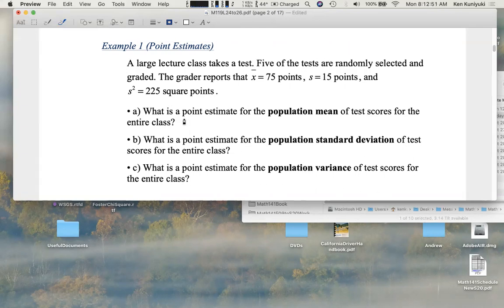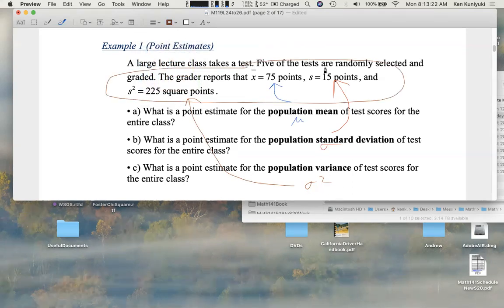Well, it would make sense that our best point estimate for mu will be x bar, 75 points. It makes sense that the best point estimate for sigma, the population standard deviation, would be S, 15 points. And our best point estimate for the population variance, sigma squared, would be S squared, 225 square points. So again, we're going to use the sample statistics as our best point estimates for these population parameters.